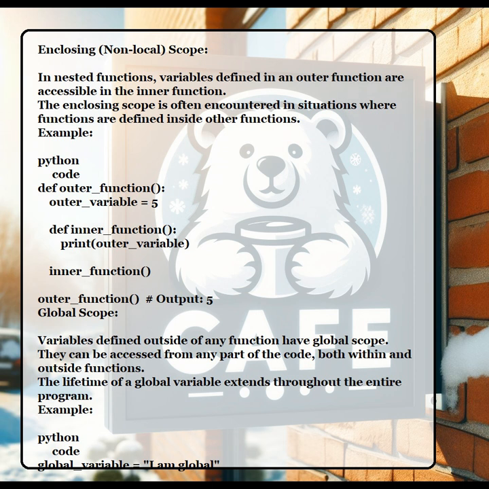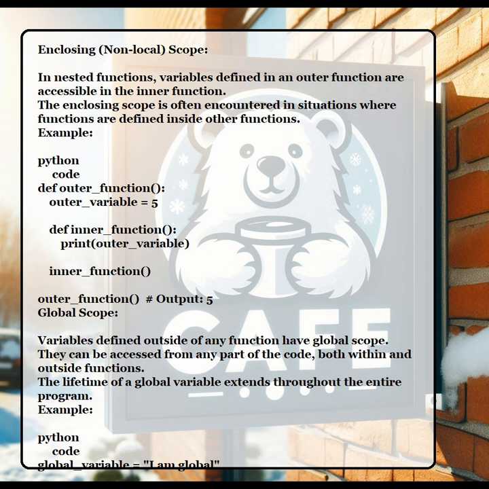Enclosing, or nonlocal, scope. In nested functions, variables defined in an outer function are accessible in the inner function. The enclosing scope is often encountered in situations where functions are defined inside other functions.